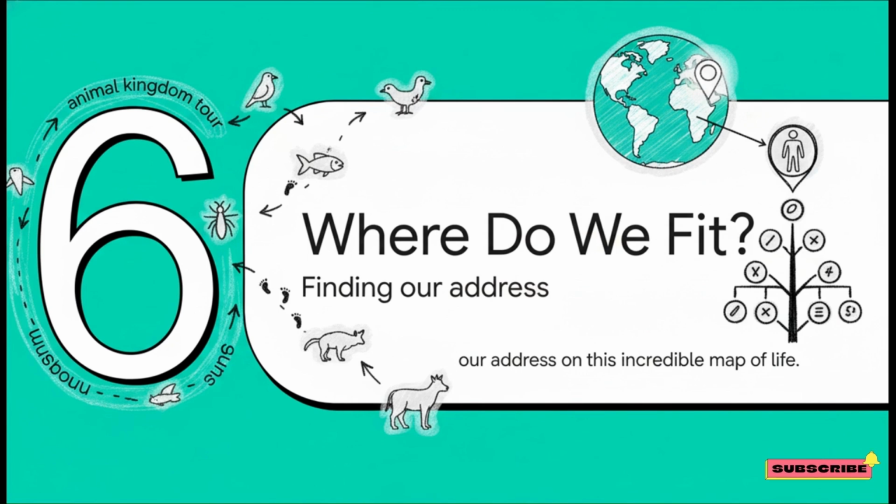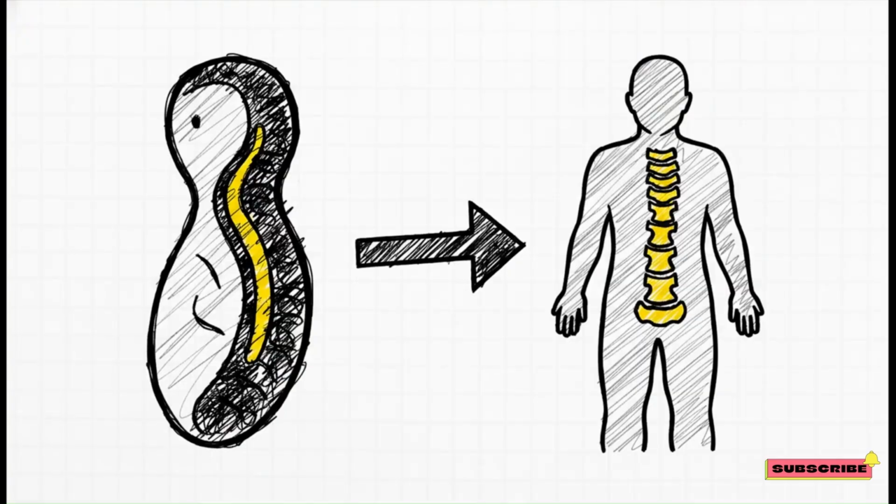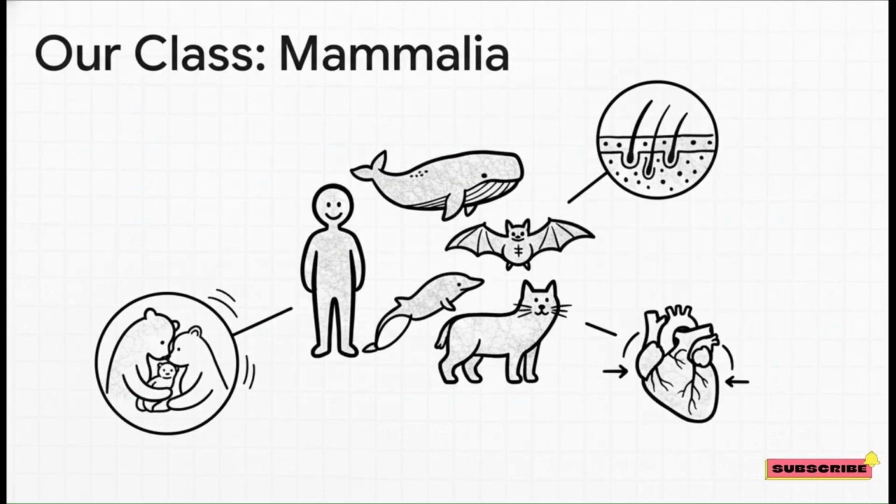All right, so after that whirlwind tour of the entire animal kingdom, let's bring it all back home. It's time to pinpoint our own address on this incredible map of life. So first things first, our phylum. Well, we have a backbone, which is that VIP upgrade of the notochord. So that puts us squarely in phylum Chordata. Easy enough.